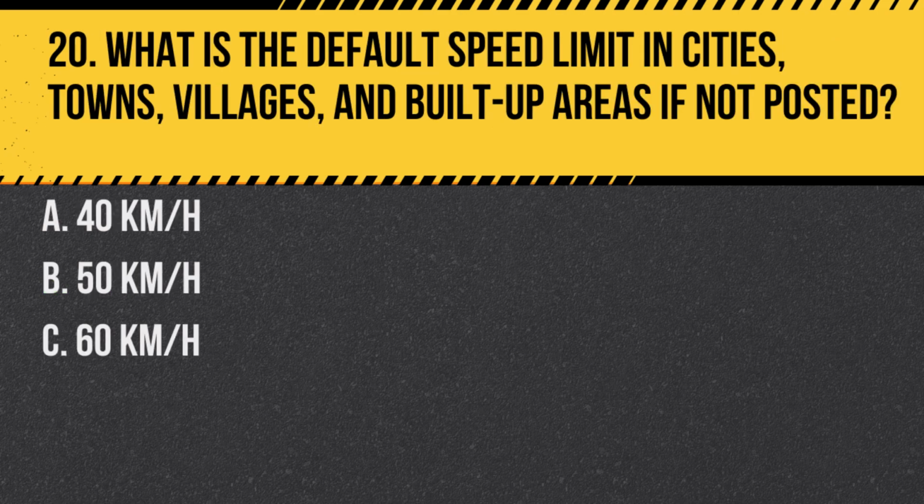Question 20. What is the default speed limit in cities, towns, villages, and built-up areas if not posted? A. 40 kilometers per hour. B. 50 kilometers per hour. C. 60 kilometers per hour. Answer: B. 50 kilometers per hour. The default speed limit in urban areas is 50 kilometers per hour unless otherwise posted.